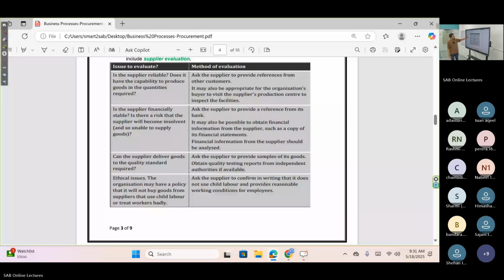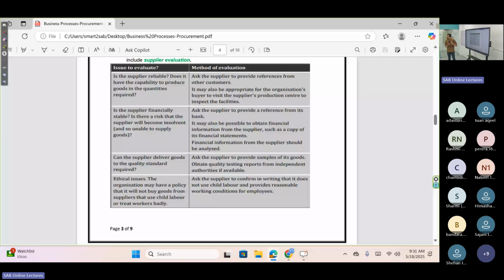First one, is the supplier reliable? Does it have the capability to produce goods in the quantities required? Method of evaluation: ask the supplier to provide references from other customers. The final objective is that we should take references from the supplier's other customers. If they say okay, the supplier can deliver whatever you require.